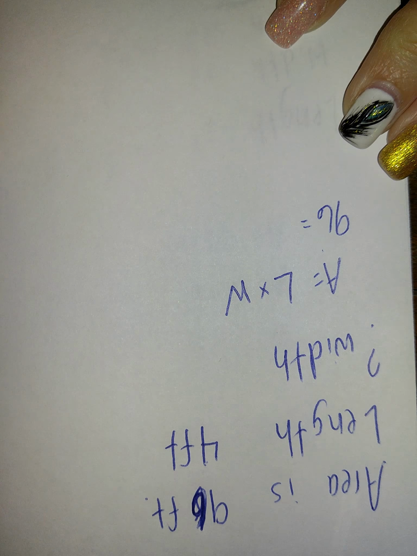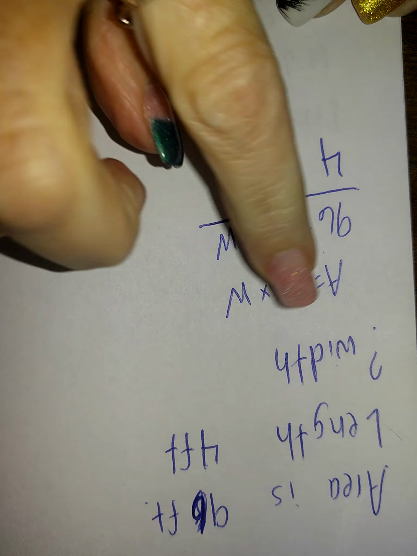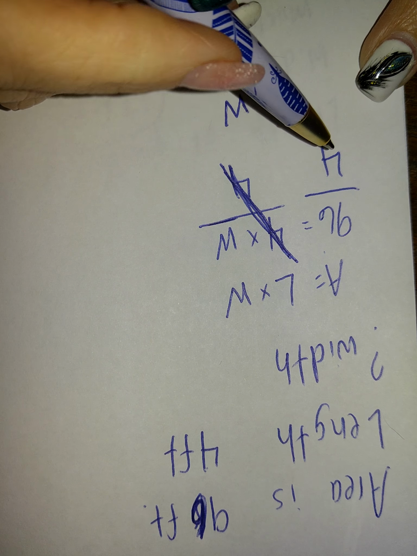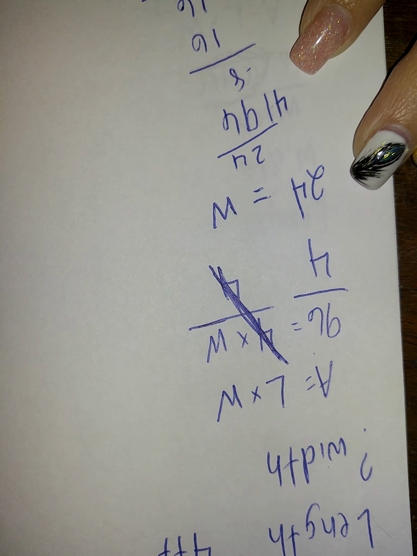When I do that, that actually gets rid of that. Divide this side by 4. Whatever I do to one side of the equal sign, I have to do to the other to keep it equal. So get rid of my 4, that's W equals, and then 96 divided by 4, let me go ahead and solve that down here. So my width is 24.